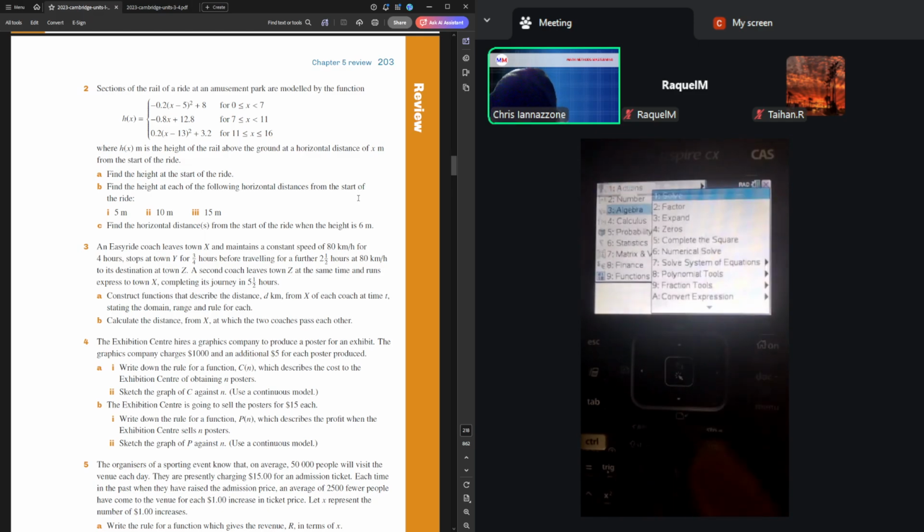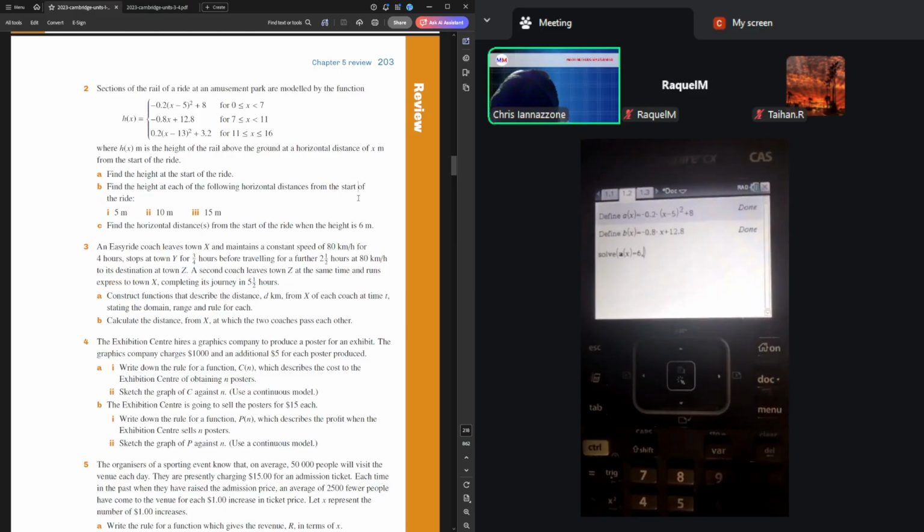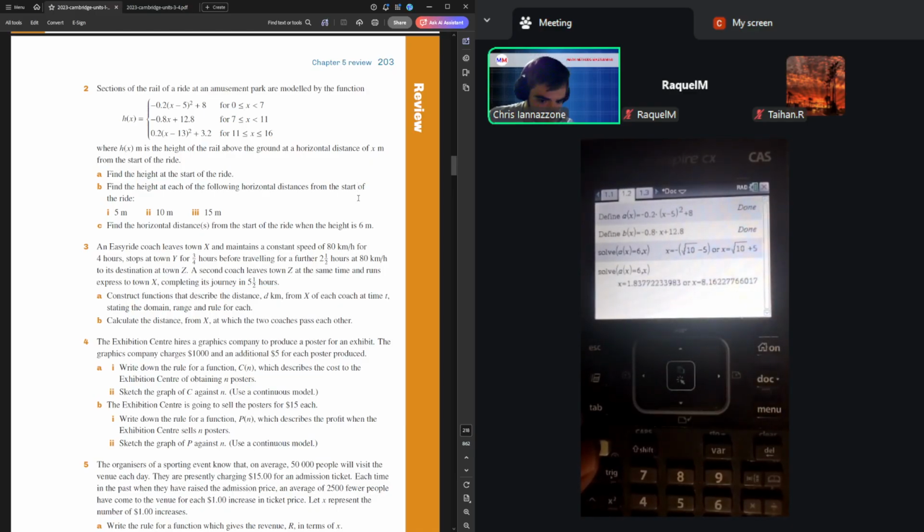So basically solving the first function equals, it was 6, wasn't it? Yes, 6 meters for height, comma x, and then trying to identify, okay, do any of these solutions fit in the domain we were given? Yes, one of them certainly does.